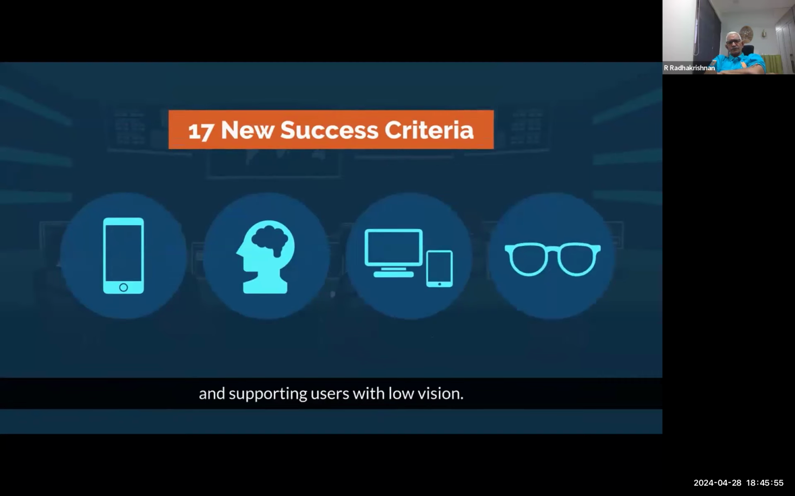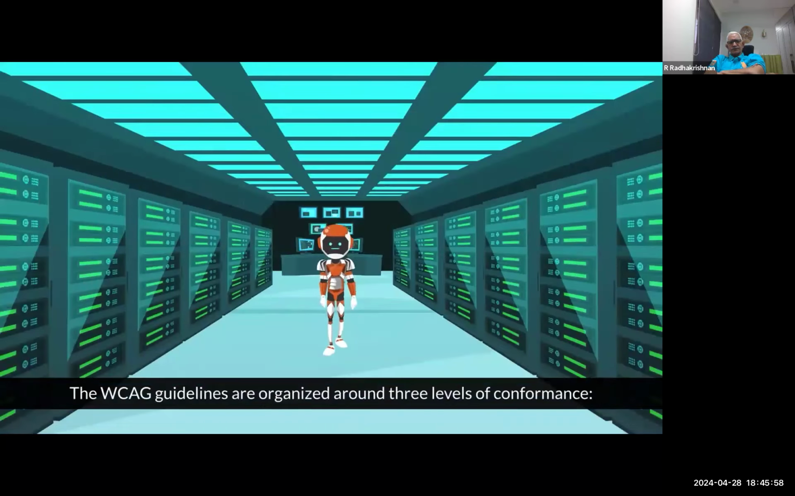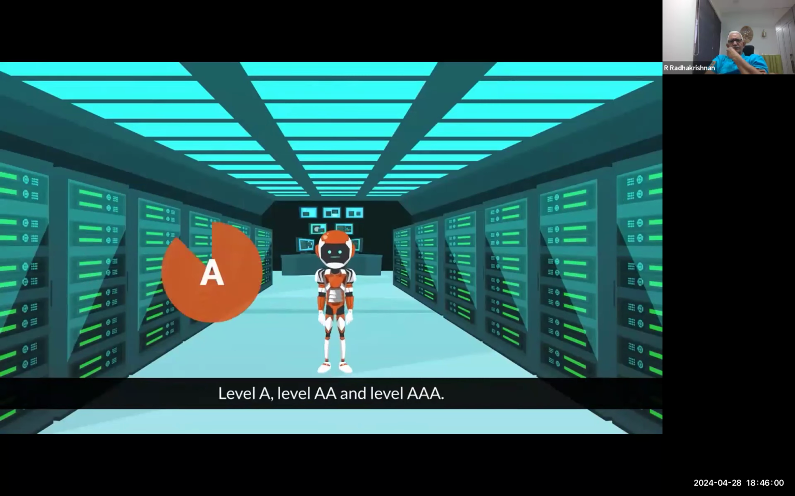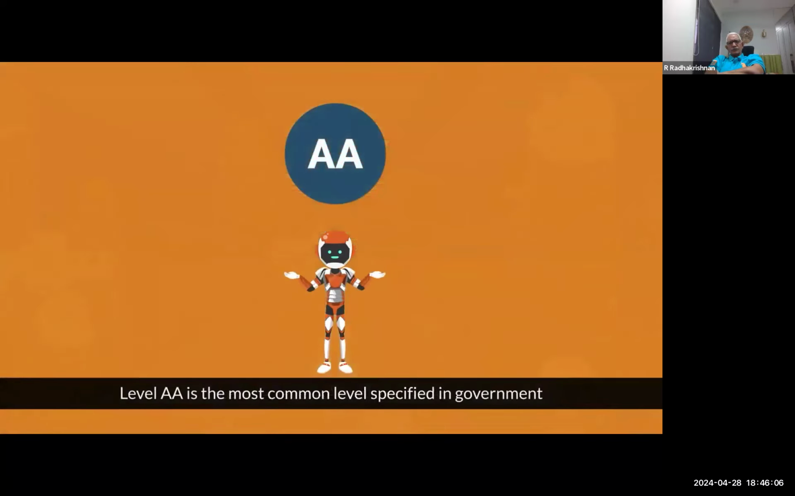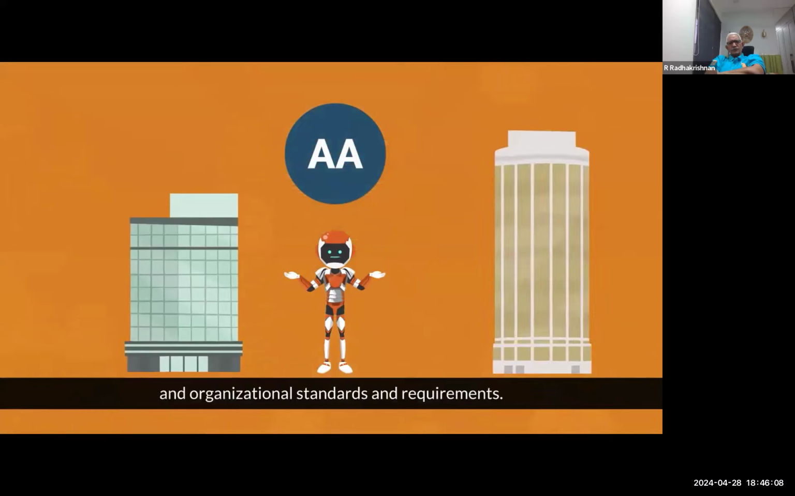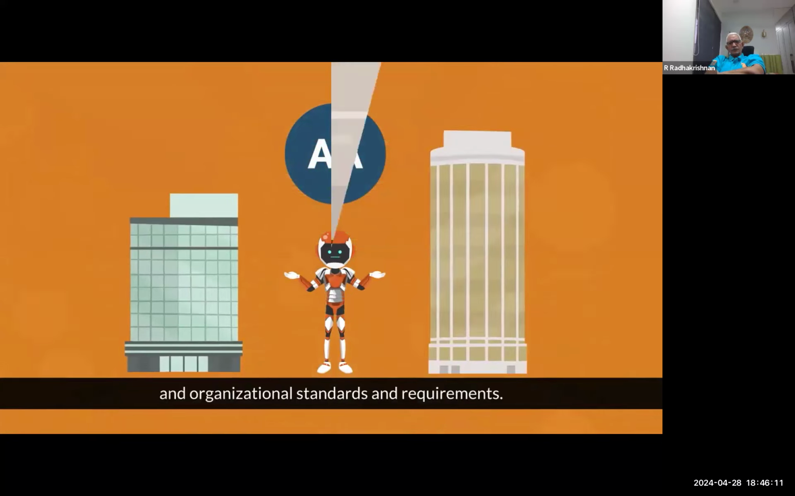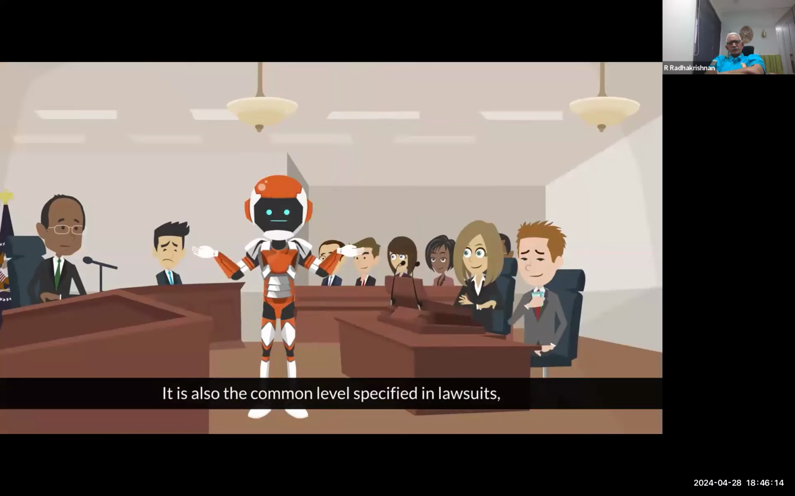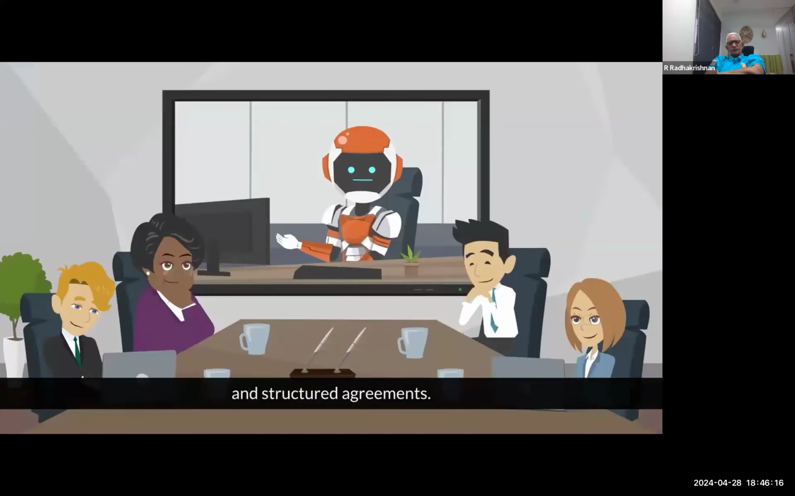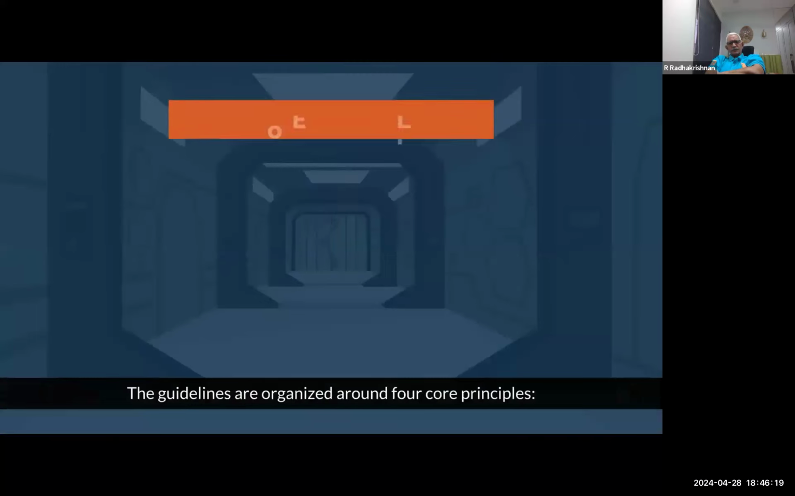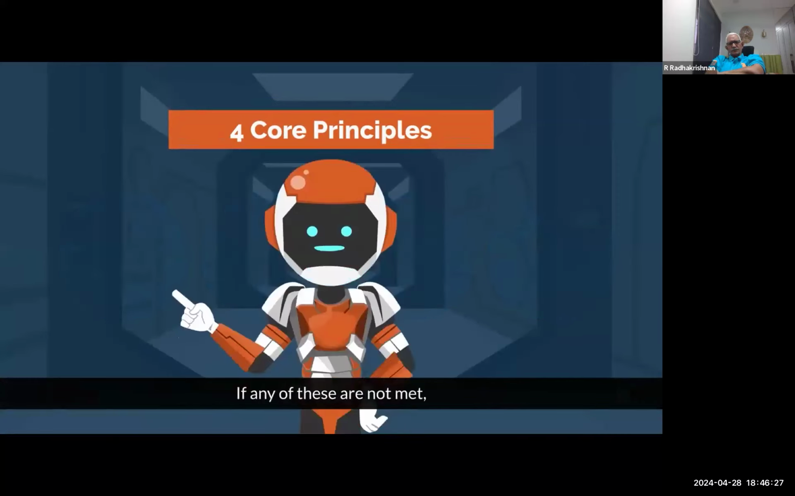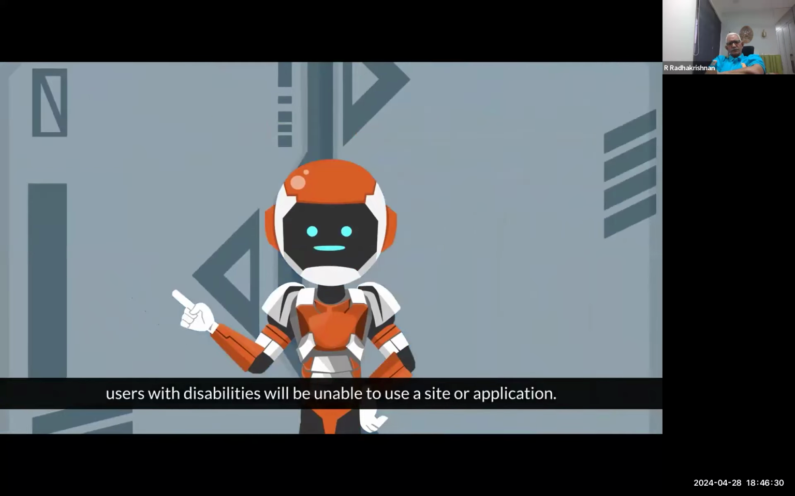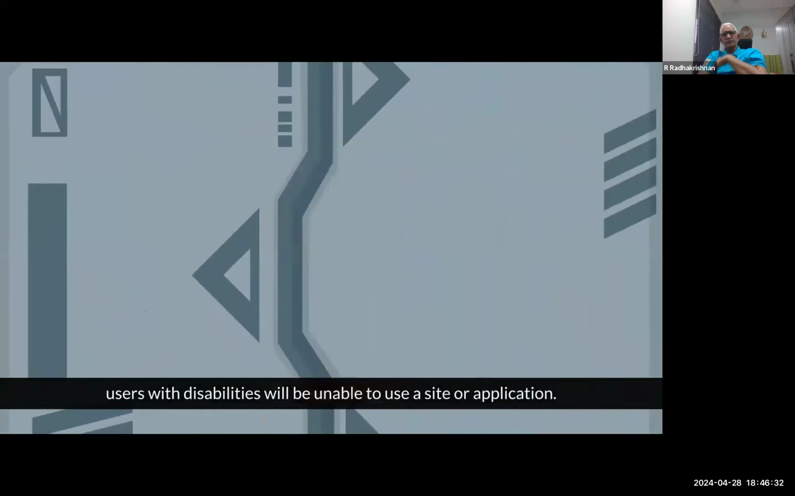users with low vision. The WCAG guidelines are organized around 3 levels of conformance: Level A, Level AA, and Level AAA. Level AA is the most common level specified in government and organizational standards and requirements. It is also the common level specified in lawsuits, settlements, and structured agreements. The guidelines are organized around 4 core principles: perceivable, operable, understandable, and robust. If any of these are not met, users with disabilities will be unable to use a site or application.